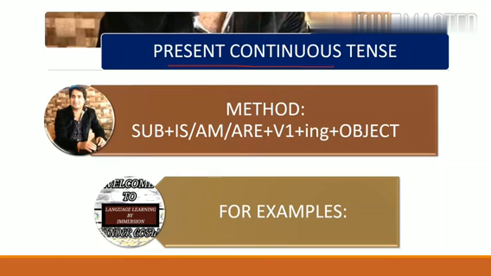So let's first discuss what is present continuous tense. What is its method? As far as method is concerned, while using present continuous tense, we need a subject, we need is, am, are, we need V1 with ing, and then there is an object. But there is no need of an object. There are many books that write about the use of object, but in some books you will also find there is no object. So you need not be worried about the object. You can say subject plus is/am/are plus V1 plus ing. It is a sufficient method of present continuous tense.